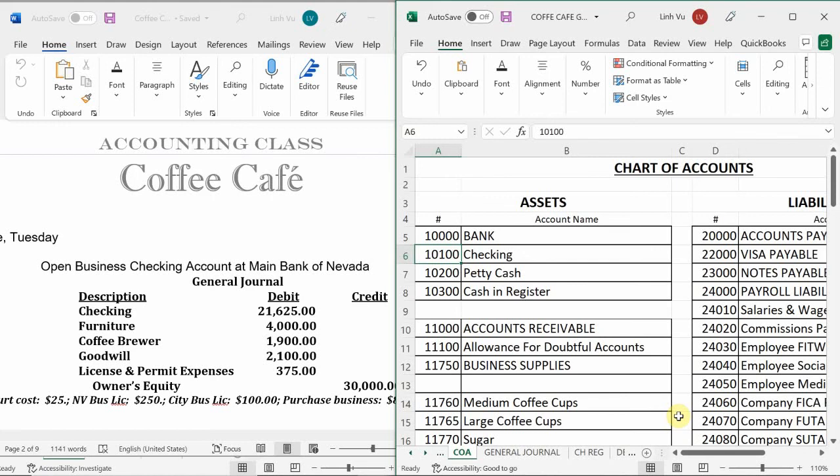Okay? What about equity? We started out with a $30,000 investment. Is that something that's going to increase my equity or is that going to decrease my equity? Increase. So how do you increase an equity?